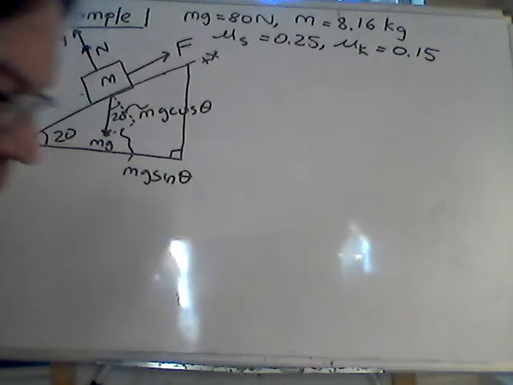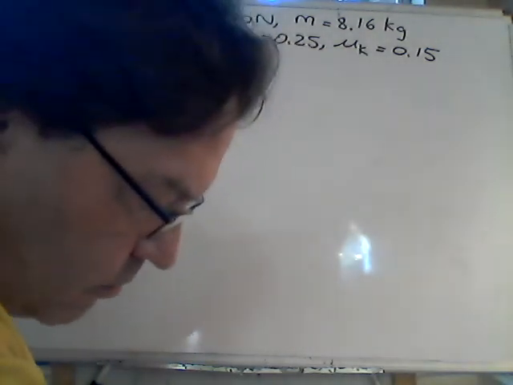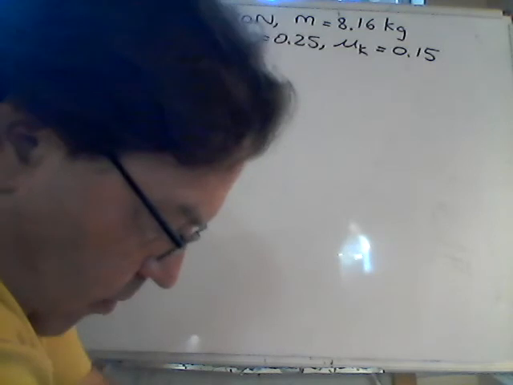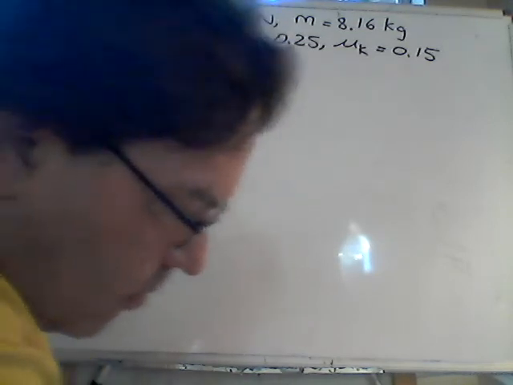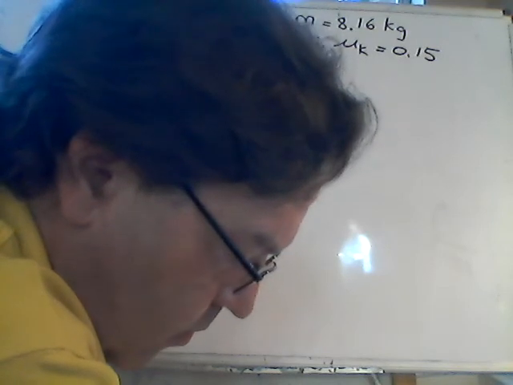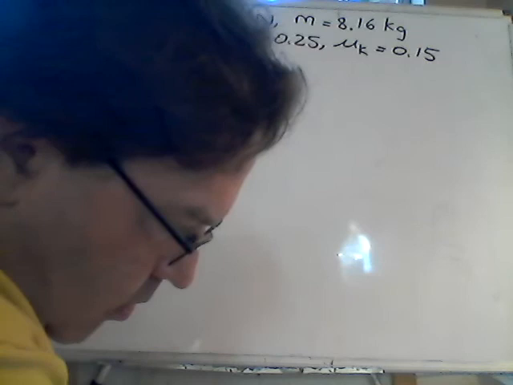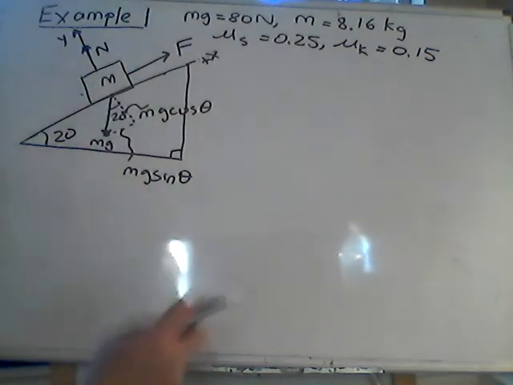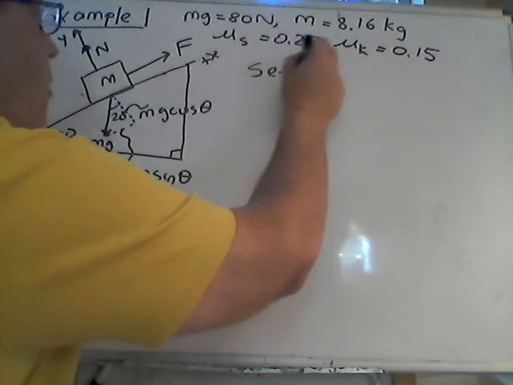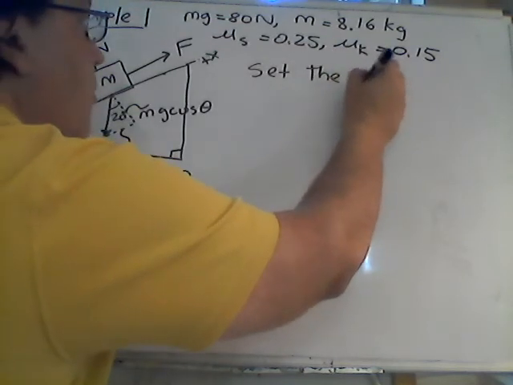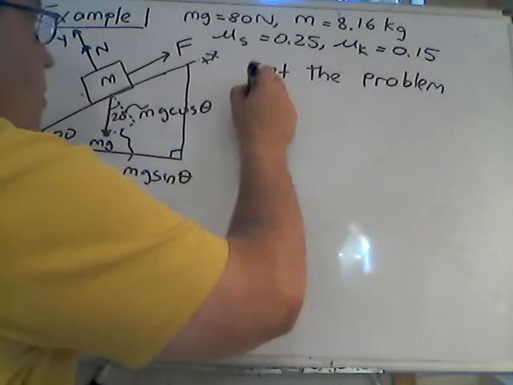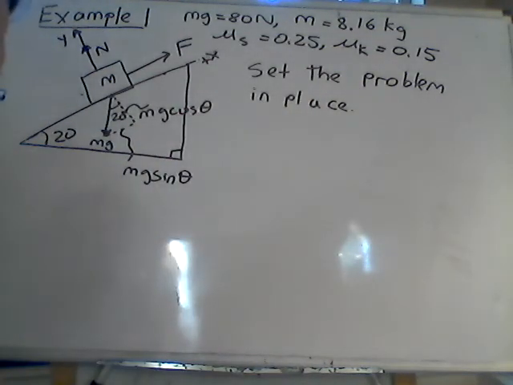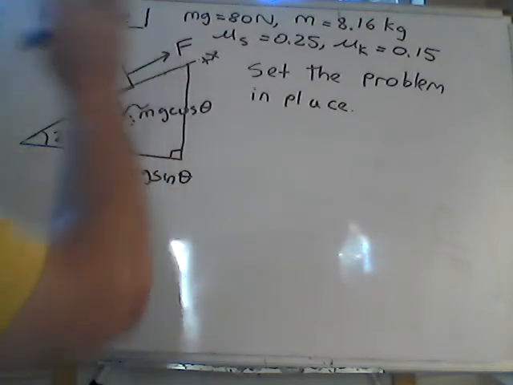So we did show that. So now what I want to do is consider a situation where I want to apply a force now to prevent this from happening. So I'm going to set the problem in place. Okay, I don't want movement. So I just kind of want to set things nicely in place. I don't want sliding. So that means now that I'm going to apply this force.